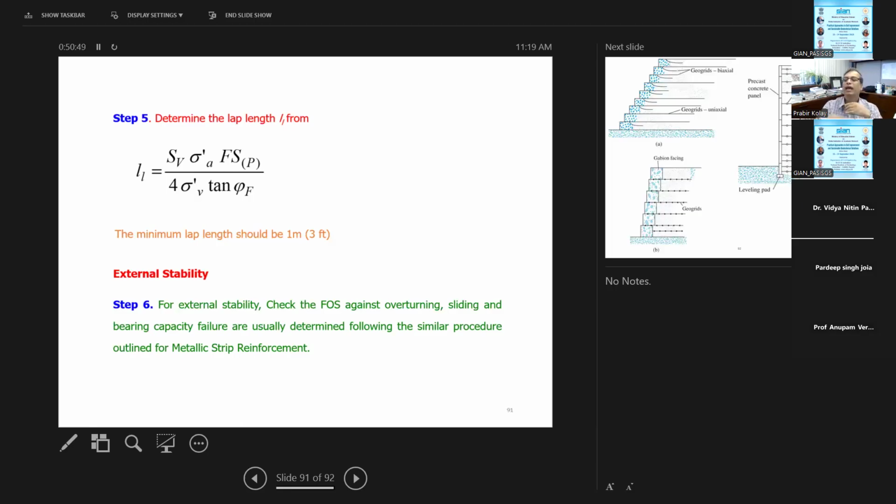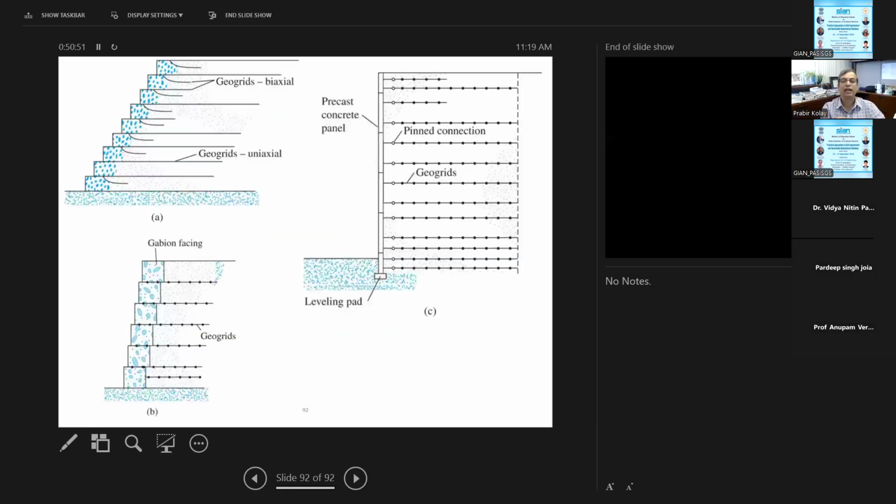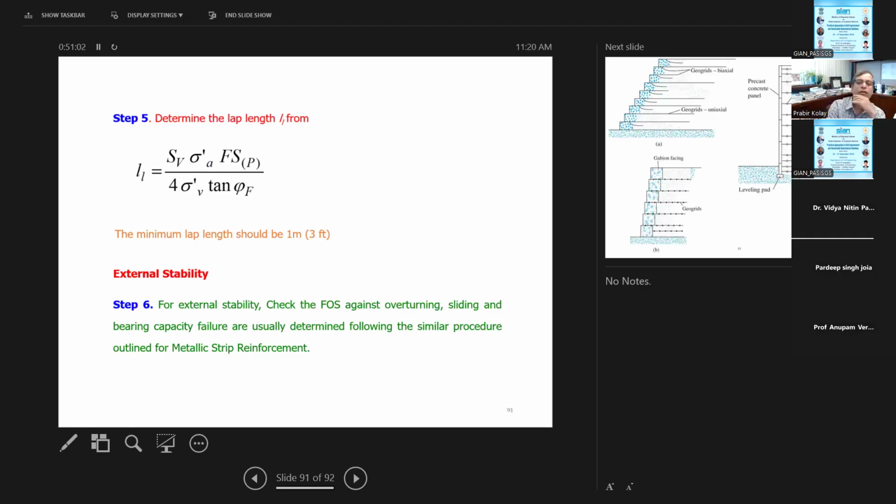So again, the external stability is basically the factor of safety against sliding, factor of safety against overturning, and factor of safety against bearing capacity failure. So that's mostly all for this MSE wall design. All right.